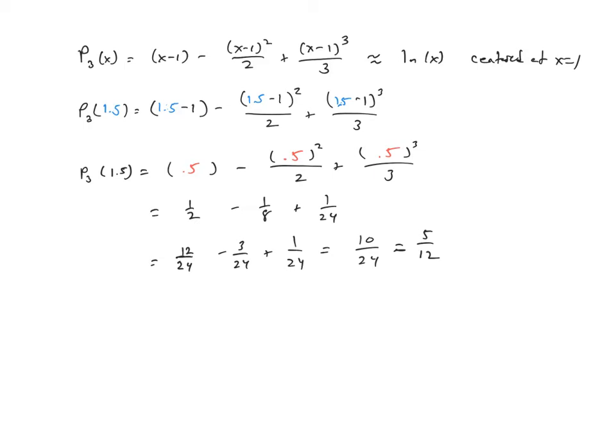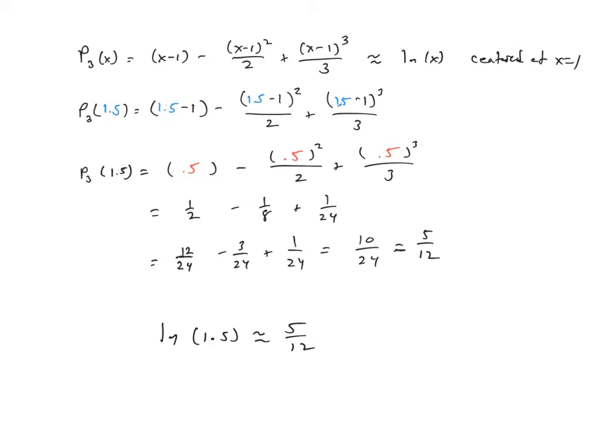I probably should have started out with 3/2. But in this case, this is going to be 1/2, 0.5 squared over 2 is going to be minus 1/8, and 0.5 cubed is 1/8 divided by 3, which is the same as 1/8 times 1/3, which would be plus 1/24. And so when I get the common denominator, I get 5 over 12. So I know in this case, the natural log of 1.5 is approximately equal to 5 over 12.